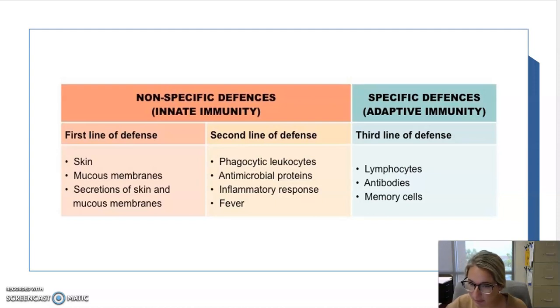Whereas with adaptive immunity, it's much different. It's a highly specific reaction where we have specific T cells and B cells, which are called lymphocytes, which are going to respond to different viral pathogens, bacterial pathogens, and fungal pathogens, things like that.